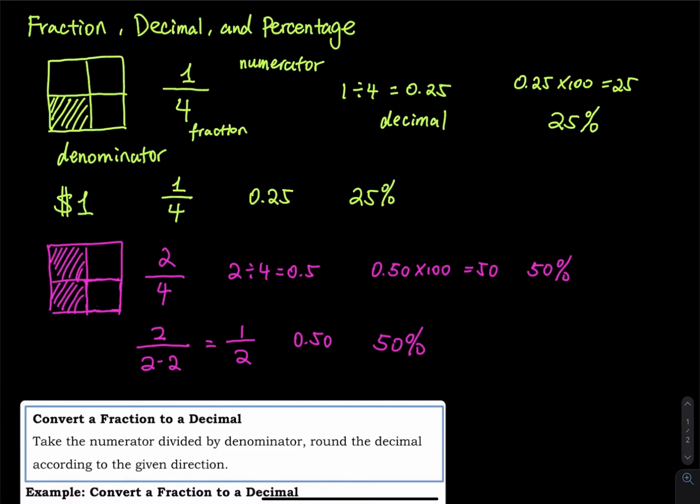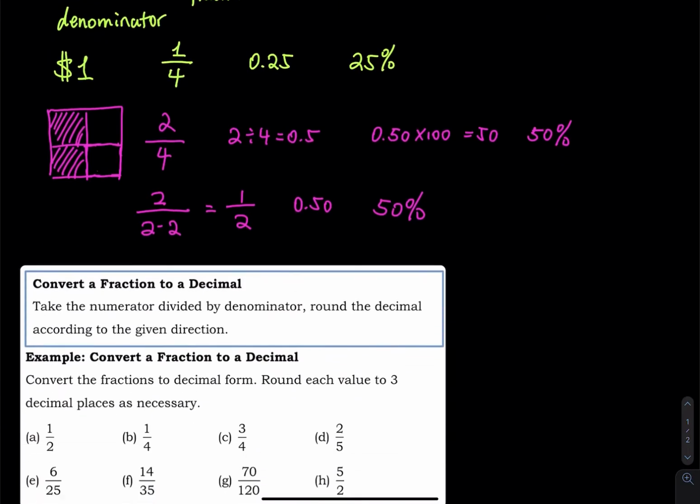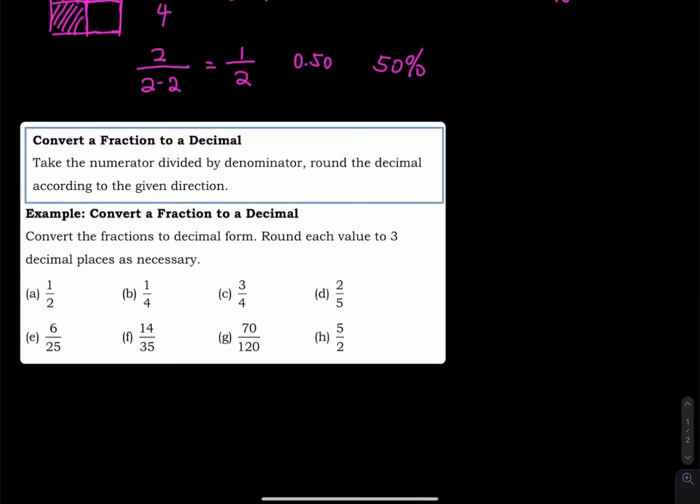So let's take a look at an example. In this example, I am going to convert a fraction to a decimal. This is how we are going to do it. We take the numerator divided by the denominator, and round the decimal according to the given direction. For this one, I want you to round everything to 3 decimal places as necessary. The first value is 1/2, so that is part A. We already did that one. That is 1 divided by 2 equals 0.5.